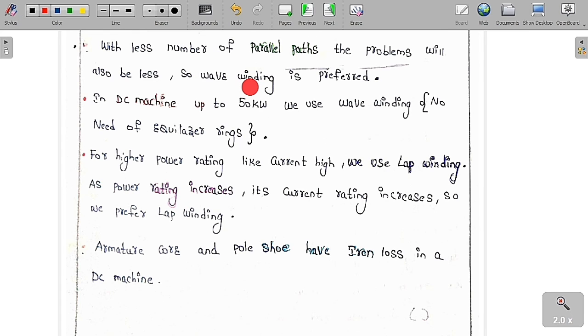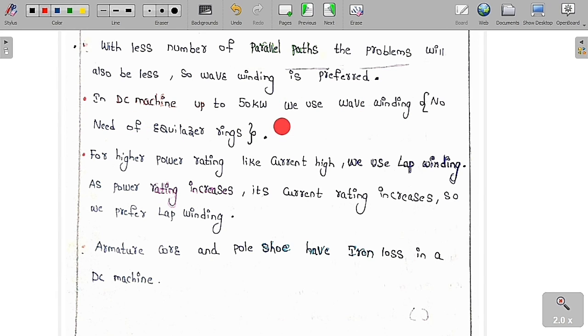With a smaller number of parallel paths, the problems associated with it will also be less. So wave winding is always preferred rather than the lap winding.